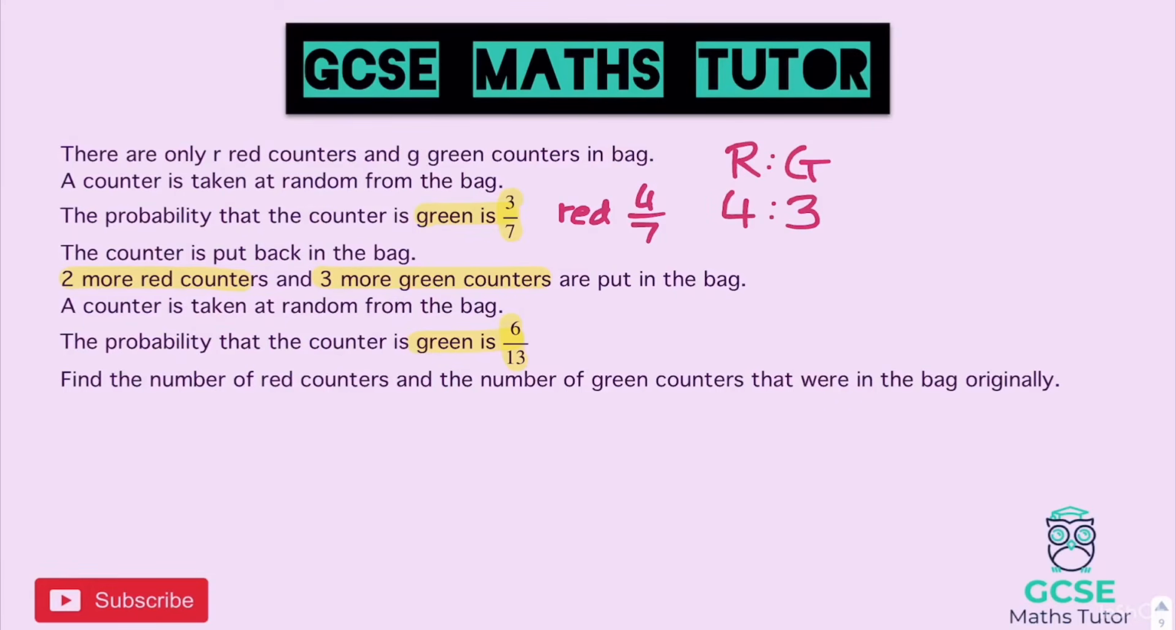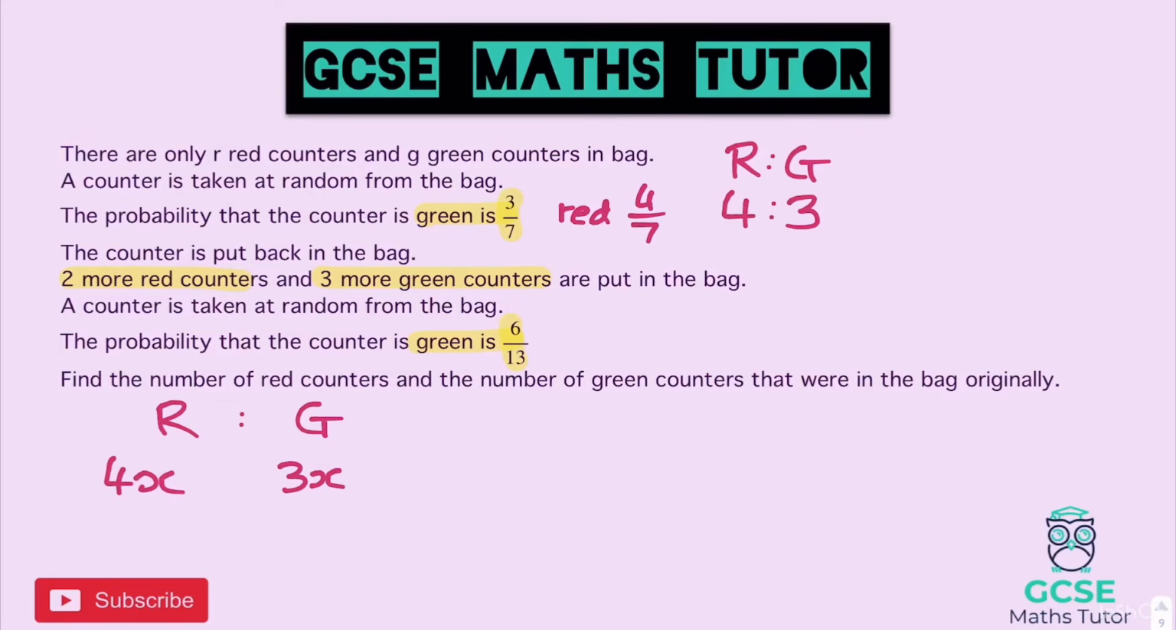Now if we have a look at what's being done to these counters, 2 more red are going in and 3 more green are going in. So we can actually create an algebraic expression for these now. Obviously we don't know how many reds and greens there are, but we know it's in the ratio 4:3. So that could be 4x and 3x. If I write that down here, we've got red and we've got green. I'm just going to leave a little bit of space here because I'm going to add a few little bits in, but we've got 4x and we've got 3x.